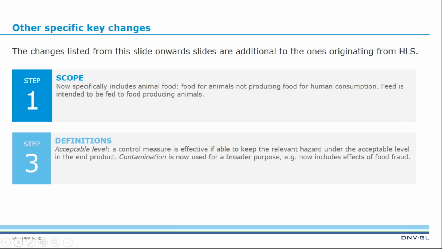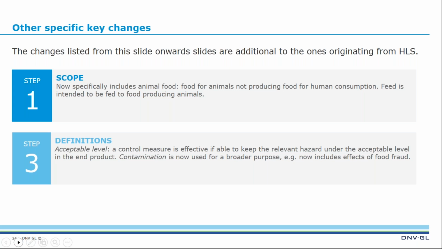Okay, so the next few slides are basically to go a little bit more in depth on the specific key changes that are stated in the standard itself. So the first one is, of course, the scope. Now the standard actually specifically includes animal food. So food for animals, not producing food for human consumption. So this is a new change in the ISO 22000.